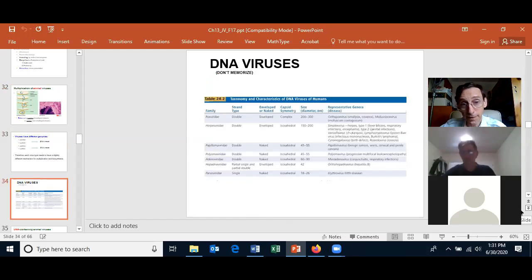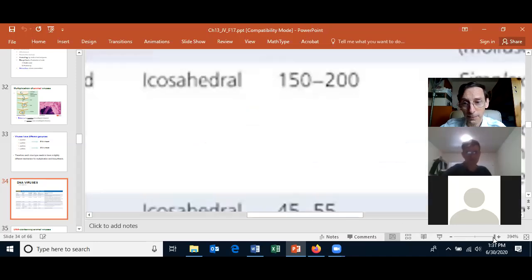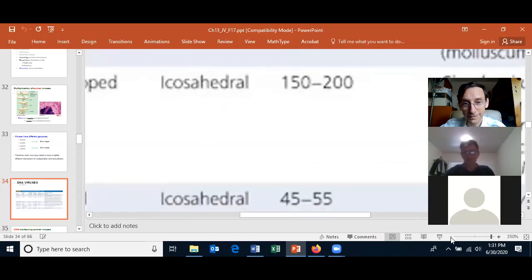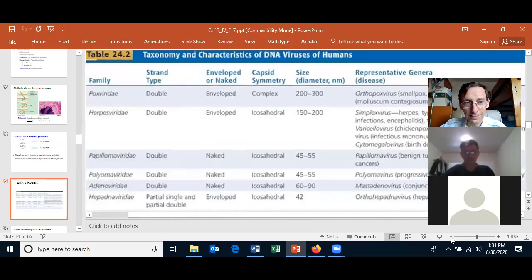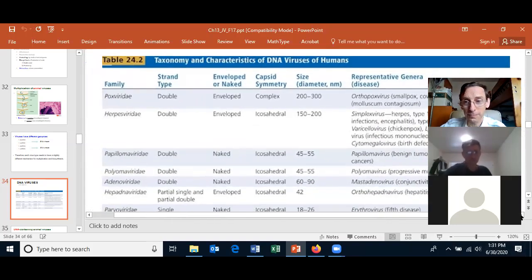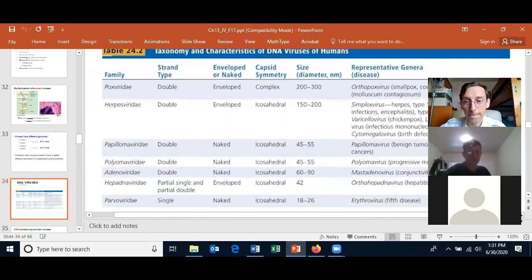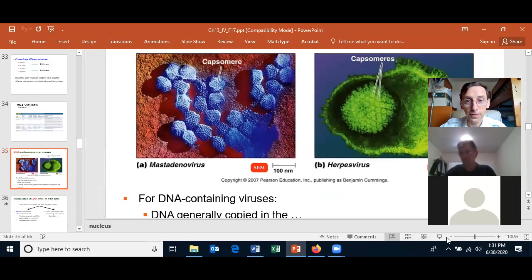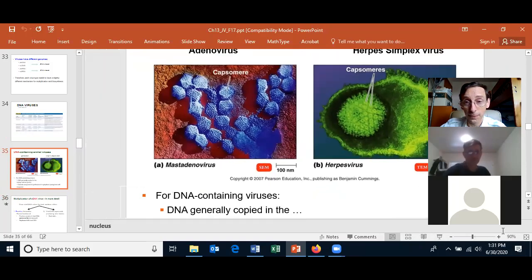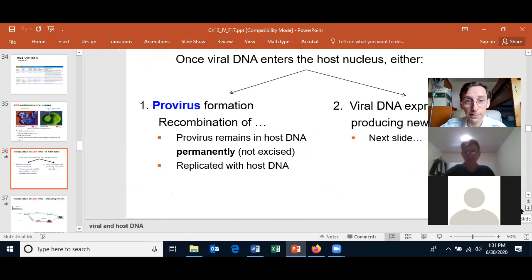For the DNA viruses, you don't need to know the DNA viruses, but here they are. That's way too big. Sorry. Tried to blow it up and it blew up really big. There we go. As I mentioned, the DNA viruses replicate in the nucleus of an animal cell. And there are no exceptions to that that I know of.